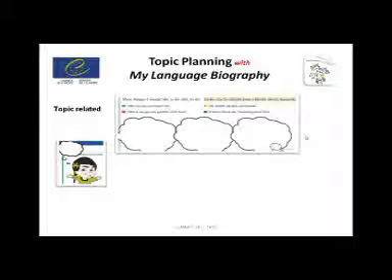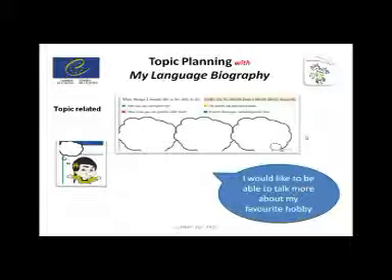This forms an important part of goal setting and the assessment for learning process. The children's responses in relation to language learning will guide you in planning future language lessons. For example, when dealing with the topic of hobbies, the child might say, I would like to be able to talk more about my favorite hobby, or I would like to be able to ask my pen pal about her hobbies.